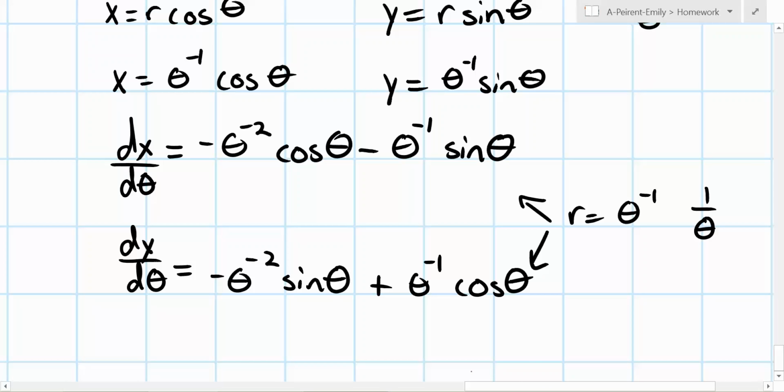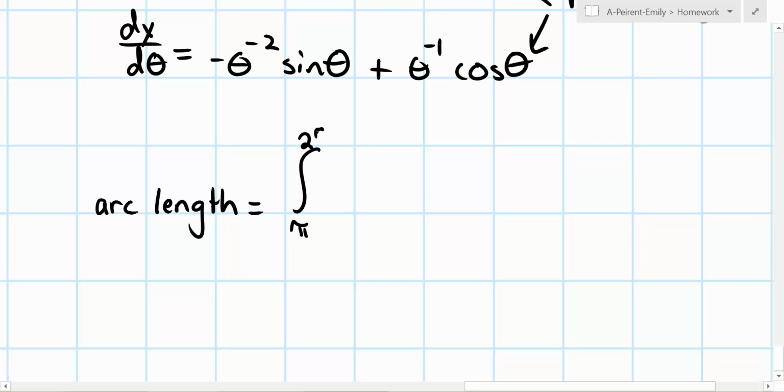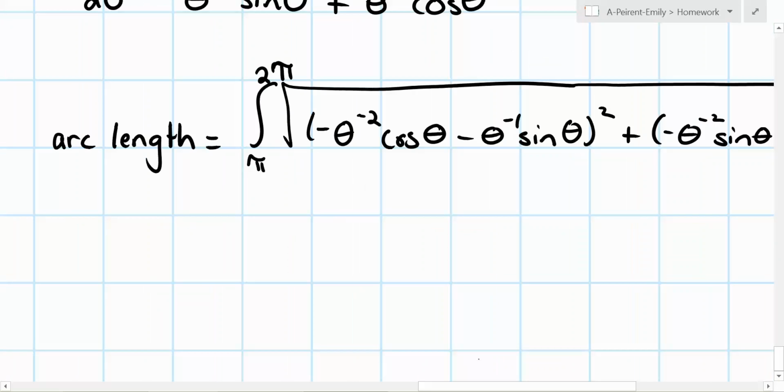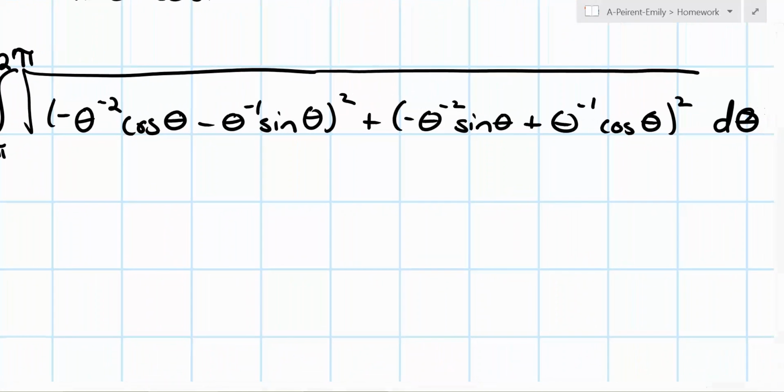And now that we have all the different parts for our formula, it's time to plug them all in, which tells us that the arc length of this function equals the integral from pi to 2 pi of the square root of the dx d theta squared plus the dy d theta squared, which we found earlier, which is all of this.